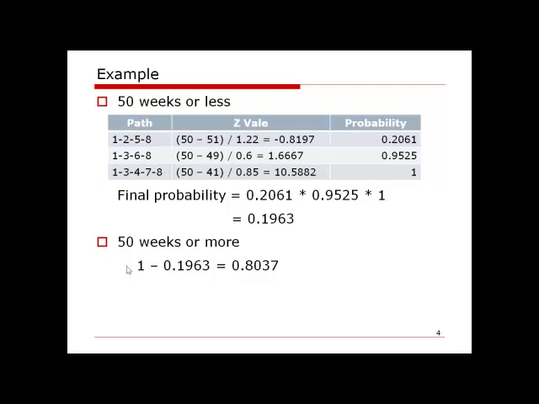With this information, we can take one further step to calculate the probability that the project will be finished in more than 50 weeks. It's just 1 minus the probability that the project will finish within 50 weeks, which is 0.8037.